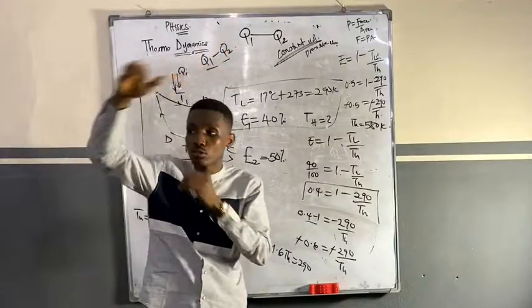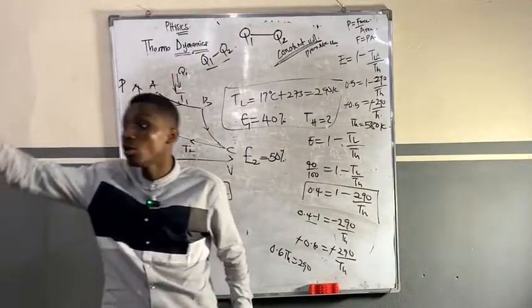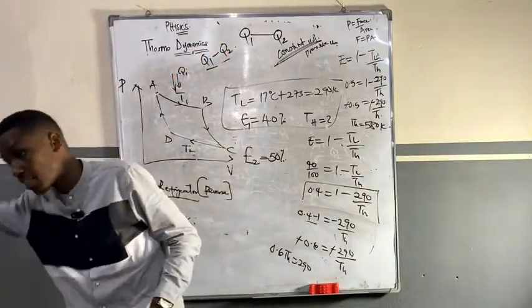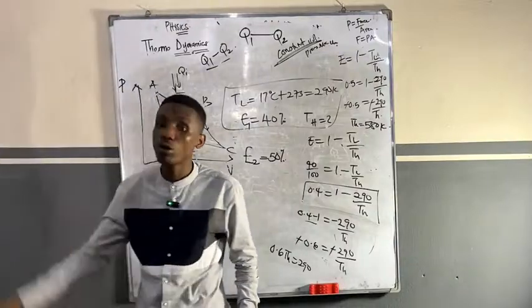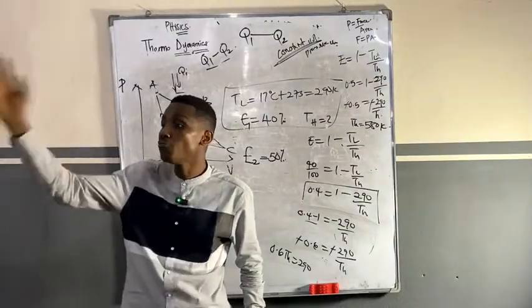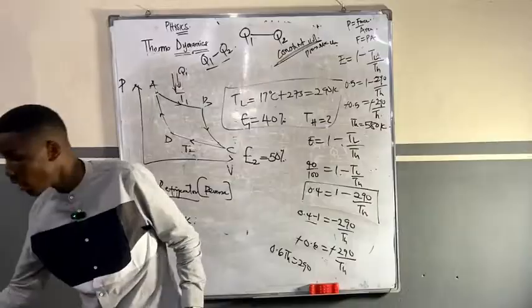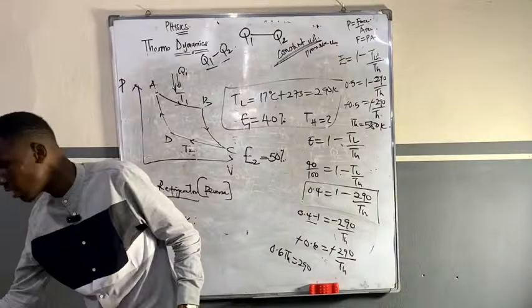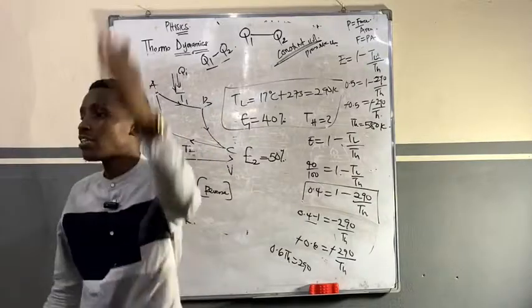Now for Otto, you have the same pattern. Start with the expansion, but there is no expansion in this other place. Instead, it's just an isochoric process. That's where you have the same volume, nothing is expanding or decreasing. Then you now have compression. Then you now have an isochoric process.